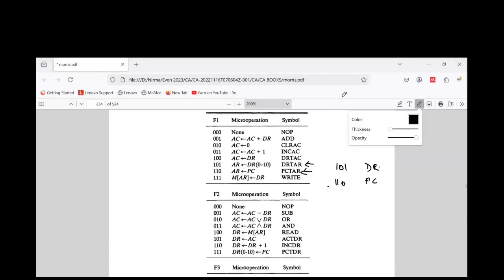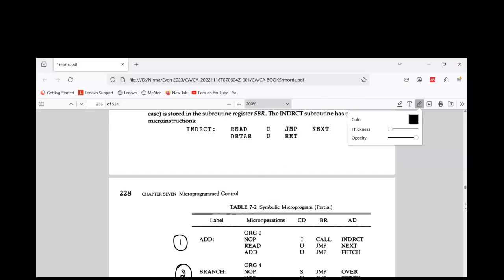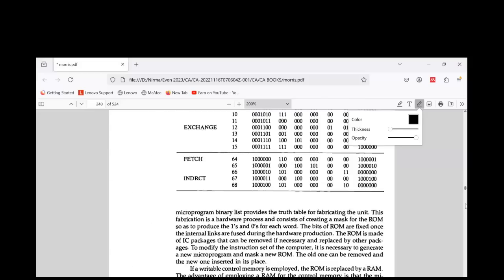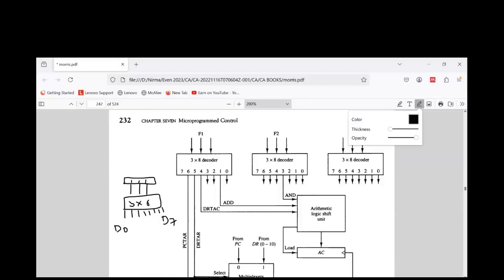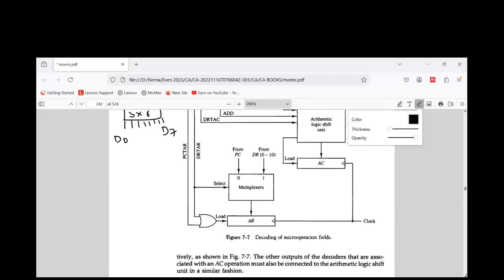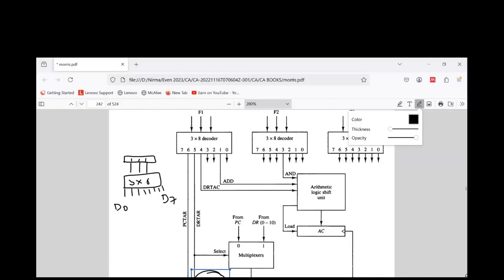Now look at the figure here. I want to design the control logic for AR. Look over here. To the load input of AR, what are we providing? We are providing outputs 5 and 6 of F1. What was 5? DR to AR. What was 6? PC to AR.